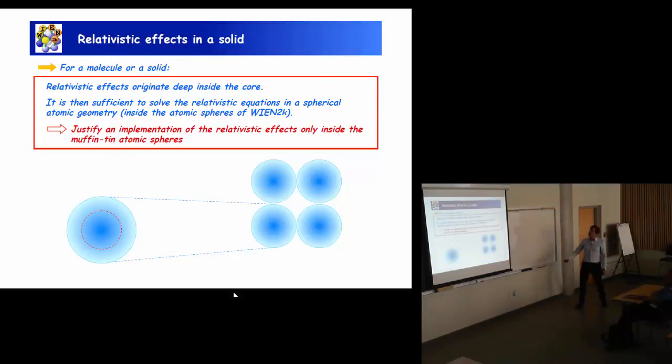So, in WIEN2k, just before saying WIEN2k, why is this approach taking into account the spherical potential a good approximation? In fact, relativistic effects are mainly inside the core of the atom. And if you look at the part which is close to the nucleus, the potential is clearly spherical. So for that reason, when you include the relativistic effect in quantum mechanics, you can simply implement it inside these atoms, and the spherical potential, so the muffin-tin approximation, is well suited.